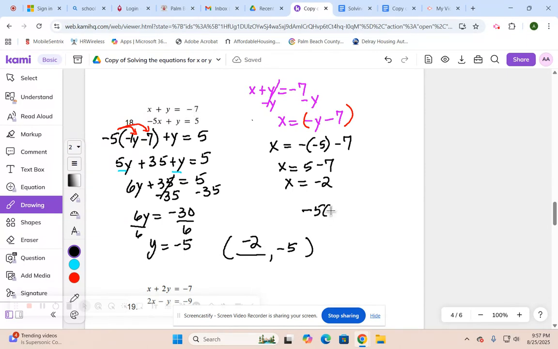5 times negative 2 plus negative 5 equals 5. No, actually it does, okay? So we have negative 10 here plus negative 5 equals 5, okay? So it does check. This is the correct solution.